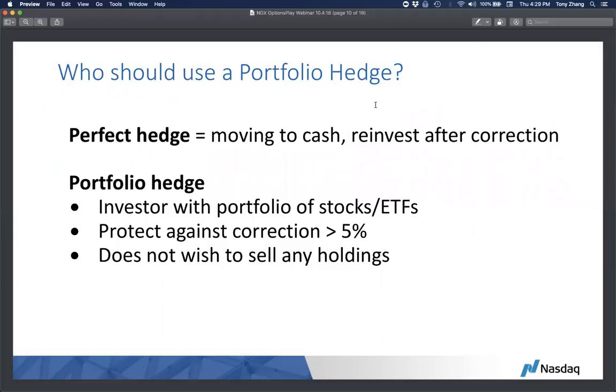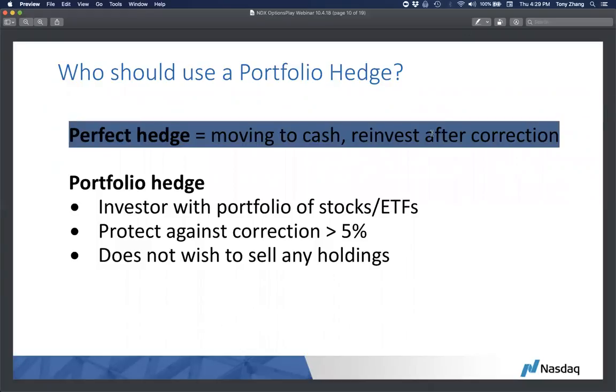A perfect hedge is simply moving your stock portfolio into cash and then reinvesting it after a correction. So for those of you that have the ability to simply sell your positions, move it into cash, and then wait for the markets to correct and then buy back again, that is by all means a much, much better hedge than buying a put on your portfolio. However, that's not always possible.